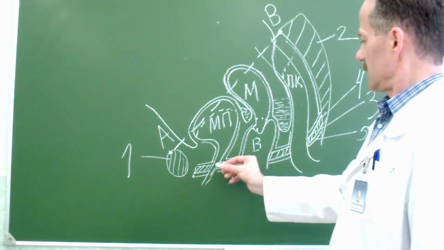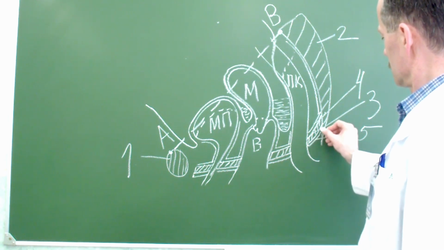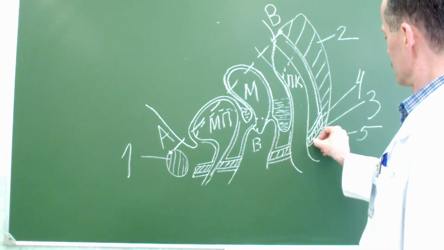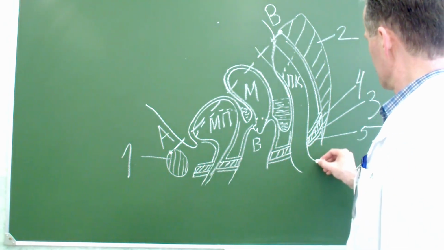The contents of this floor are the organs and their parts of the small pelvis uncovered with the peritoneum, as well as vessels, nerves, lymphatic nodes, and fat tissue.